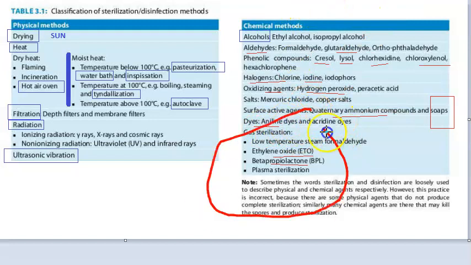What is this gas sterilization? Here you have the ethylene oxide. See, this is all they can use for fumigation of the OT, right? So remember all this. Plasma sterilization, ethylene oxide, beta-propiolactone, low temperature steam formaldehyde.